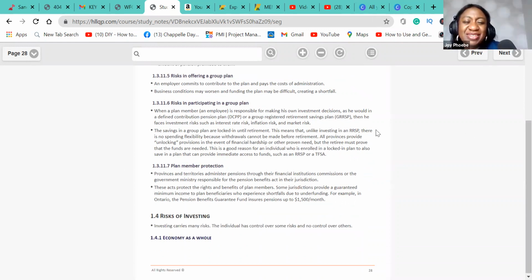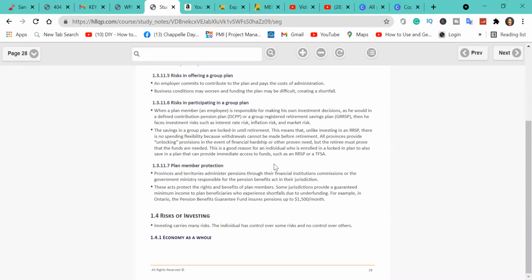When a plan member or employee is responsible for making his or her own investment decisions, as in a defined contribution pension plan or group RRSP, then the risks of investment, such as interest rates, inflation, and market risk, the employee takes responsibility for all that. But in a group plan, the employer takes on a whole lot of this, right?